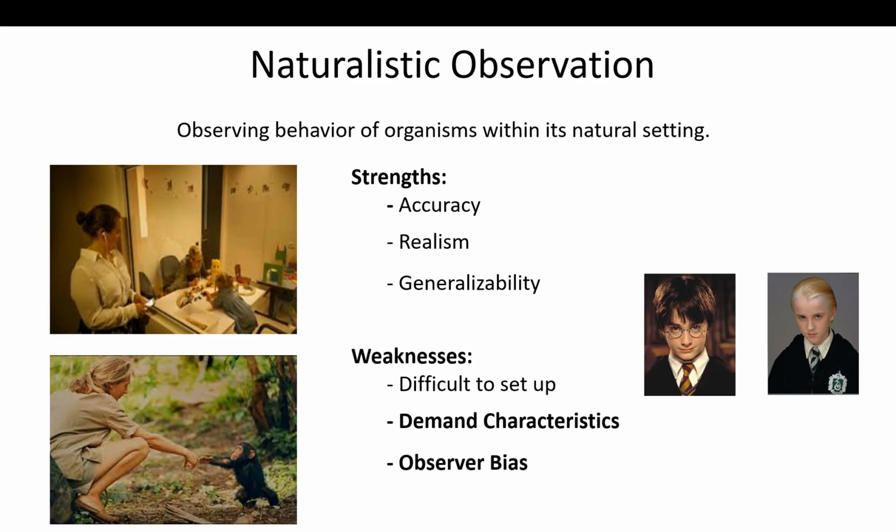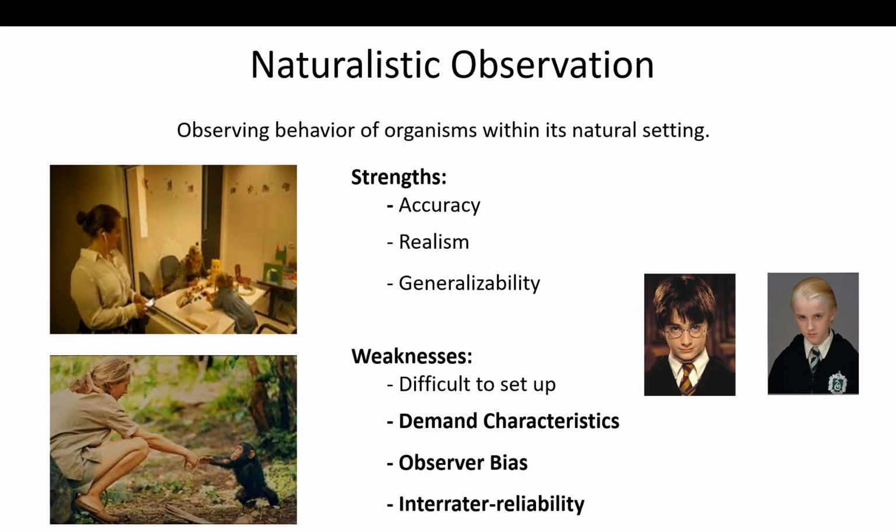Another weakness is observer bias. This occurs when researchers unconsciously affect their interpretations of observations in favor of what they hope to see. To fix this, researchers often have strict definitions for certain behaviors and a pre-plan of what a behavior means before they observe.